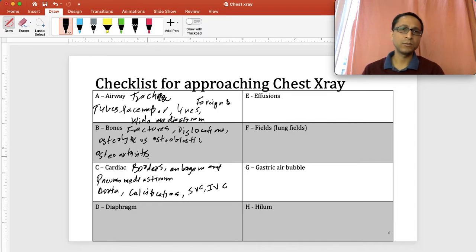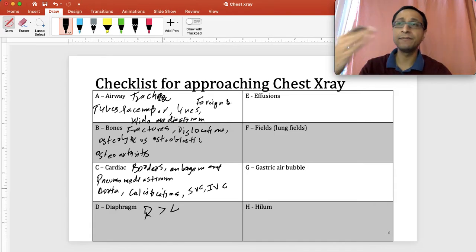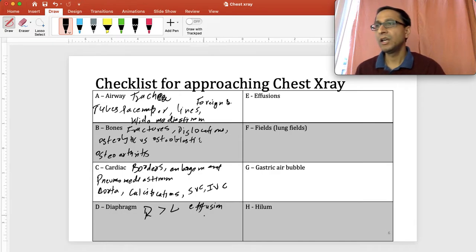All right. The next one, diaphragm, D for diaphragm. Now, note that normally the right hemidiaphragm is higher than the left, right? Right hemidiaphragm is higher than the left. If it's a lot higher, if it's significantly higher, then you're thinking of effusion, lobar collapse, consolidation, any of those, right? Sometimes you'll also be able to find infiltration just in that area.